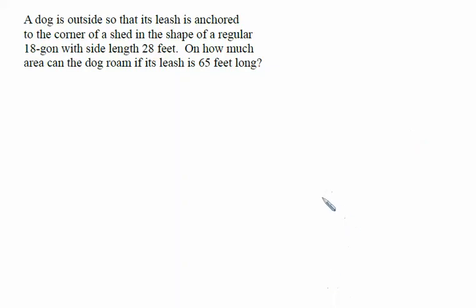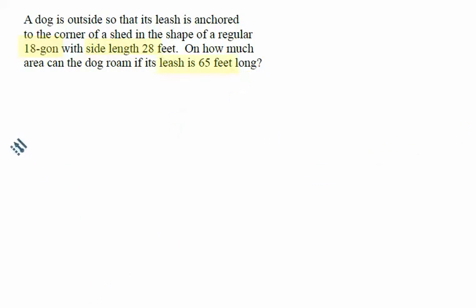Welcome to this video tutorial involving leash problems and areas of sectors. Perhaps you would like to pause this video and try the problem before we discuss it. Notice a few things in this problem. First of all, we have a shed in the shape of a regular 18-gon with a particular side length of 28 feet. We also know that the leash in this case is 65 feet long.